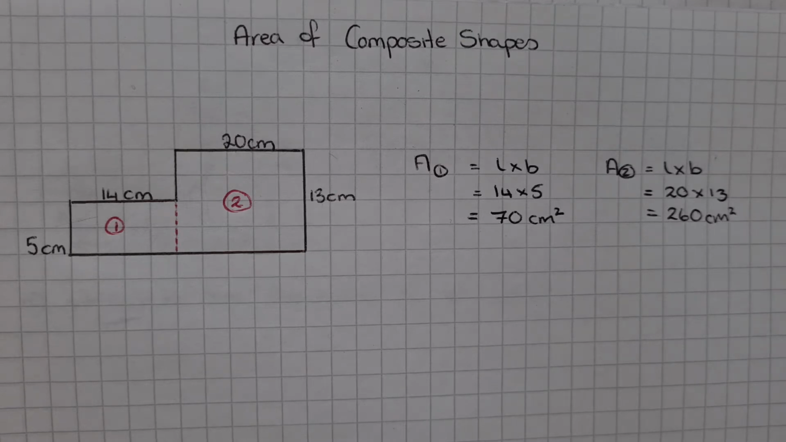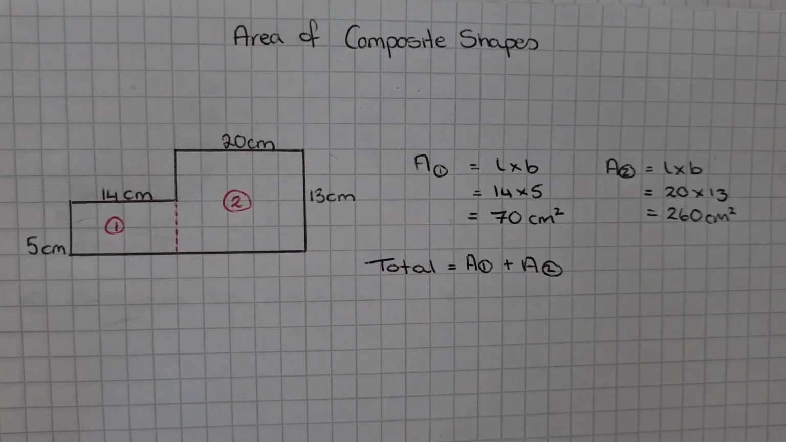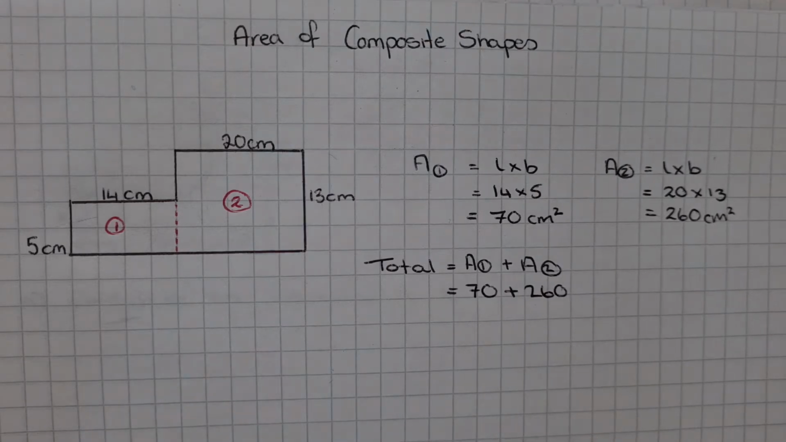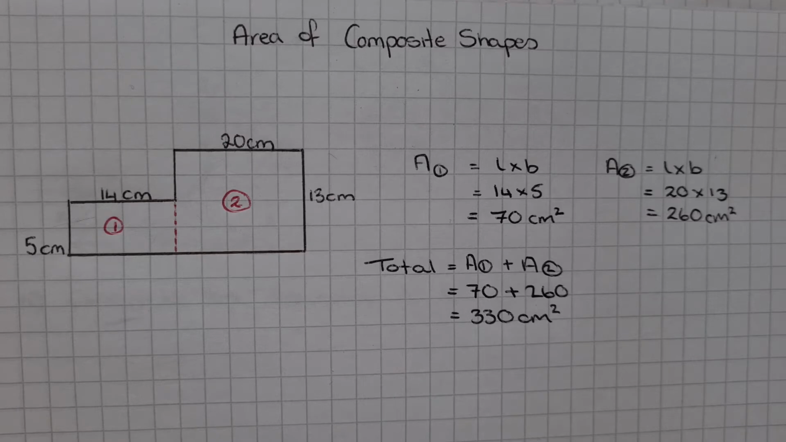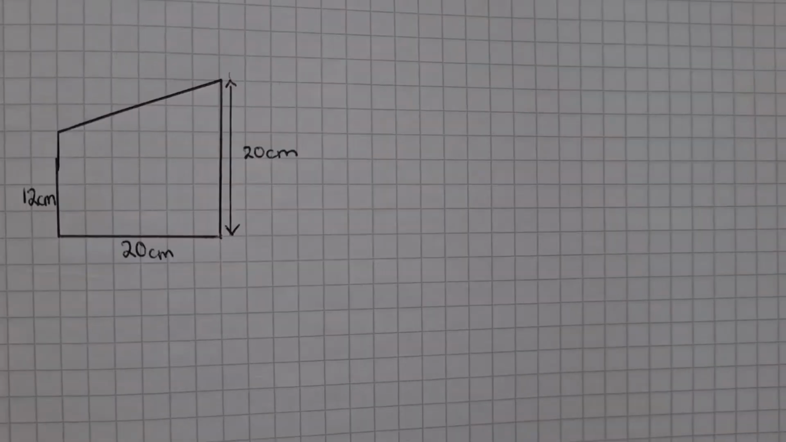Once you've calculated your areas separately, then to get the total area of the whole composite shape, you need to add them together. So we're going to be doing area 1 and area 2. Area 1 was 70 and area 2 was 260. So the total area of the composite shape is 330 centimetres squared because it's area.